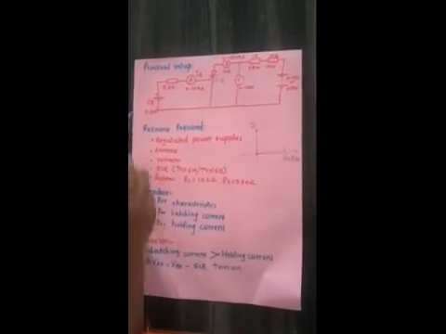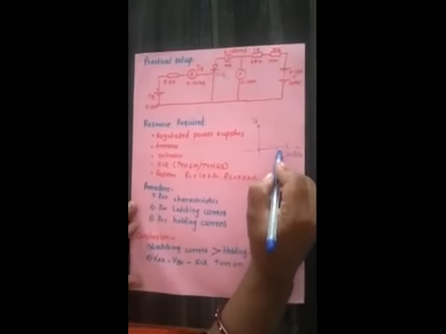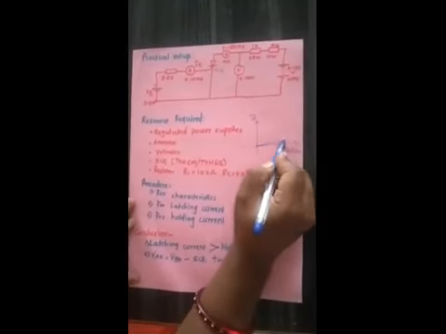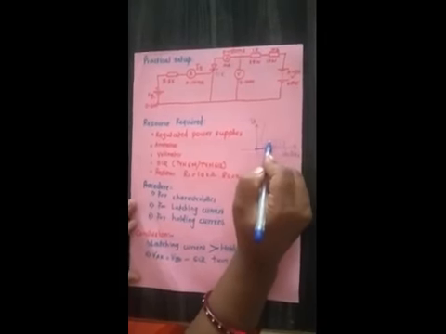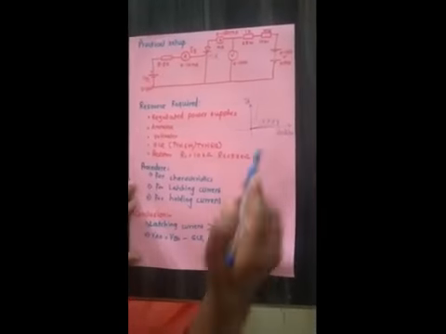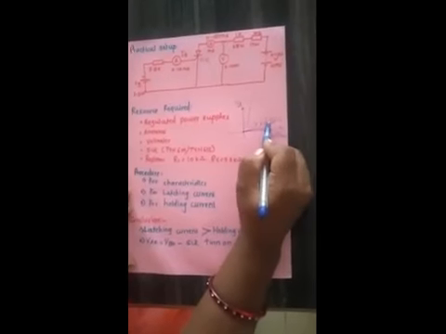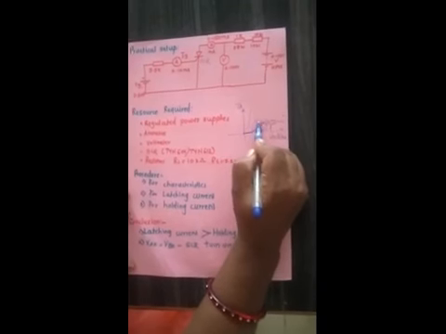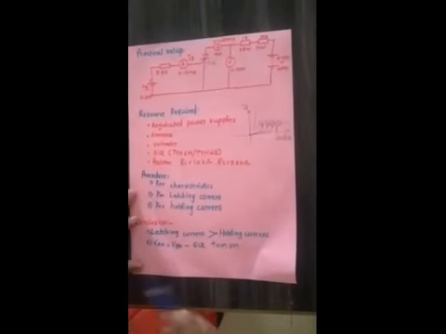After that, apply the gate pulse. Then the breakover voltage goes on decreasing, so you will get this value, then this value, and so on. In this way, you will get the characteristics of the SCR. This will be the graph after taking the readings. At this value, Ig is equal to 0. After that, you can increase: Ig2 is greater than Ig1, Ig3 is greater than Ig2, and so on. You may repeat this procedure 4 to 5 times or up to 6 times.